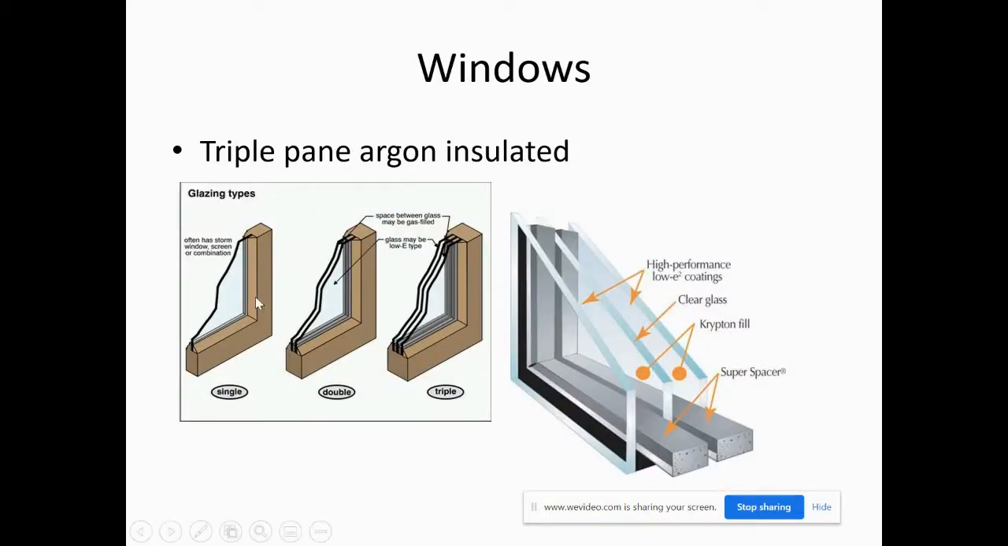Windows: old windows, like our old house, had a single pane of glass. Our new windows have double panes of glass. When I worked at the boarding school in northern Wisconsin, we had triple panes of glass because it got down to -35. The key is what these windows are doing with multiple panes is there's an airspace. Glass conducts heat. Air does not conduct heat as well.